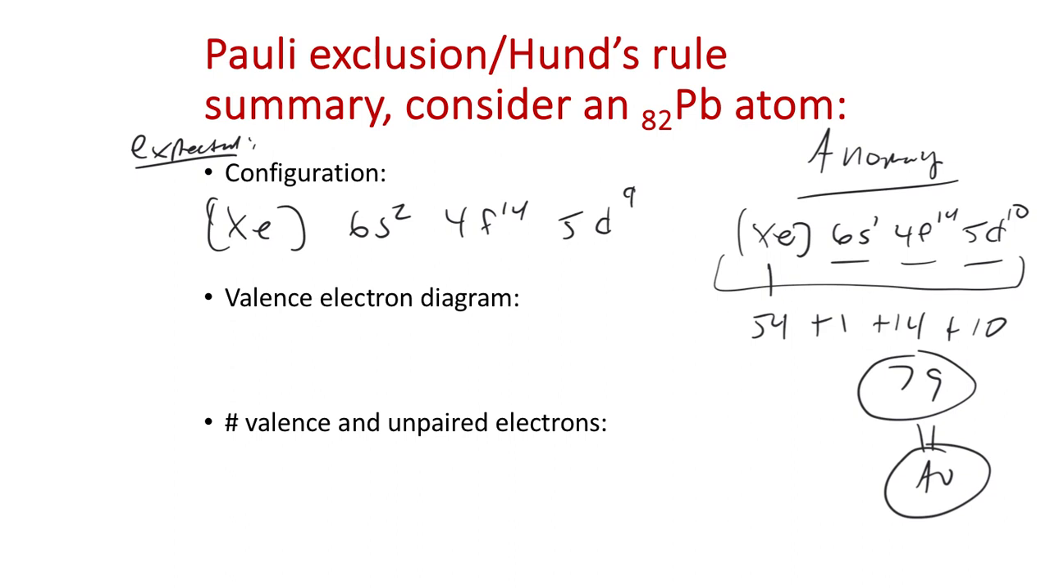If we ask you for the configuration, we're always going to be generally looking for the expected. I mean, maybe we could say gold has an anomalous configuration.